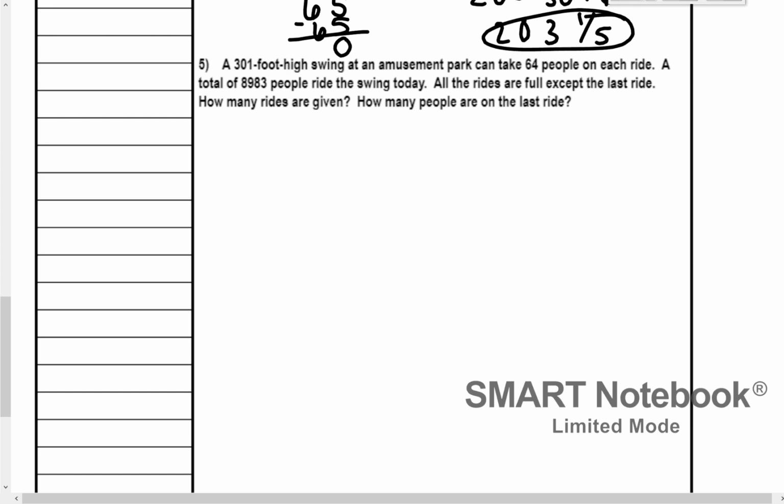A 301-foot high swing at an amusement park can take 64 people on each ride. A total of 8,983 people ride the swing today. All of the rides are full except the last ride. How many rides were given? How many people were on the last ride?